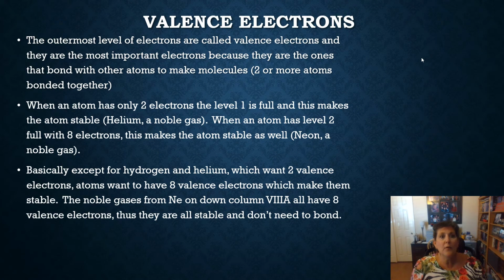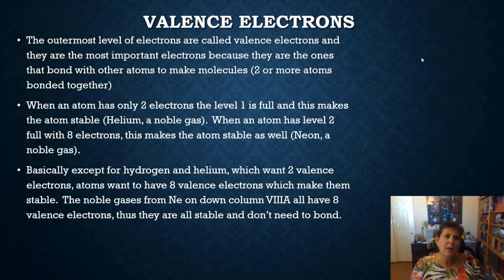So when an atom only has 2 electrons, the level 1 is full. This makes the atom very stable. For example, helium has 2 electrons in level 1 and that's it. Helium is a noble gas. Noble gases are very, very stable and happy elements. When an atom has level 2 full with 8 electrons, this also makes an atom stable as well. Neon, the next noble gas, has 8 electrons in its level 2, makes it very happy and stable.